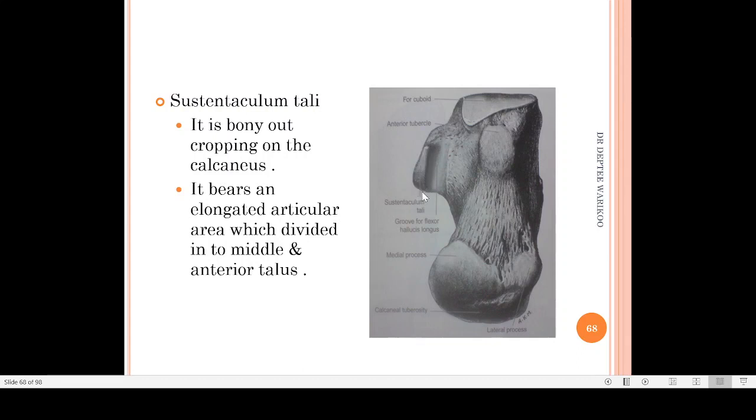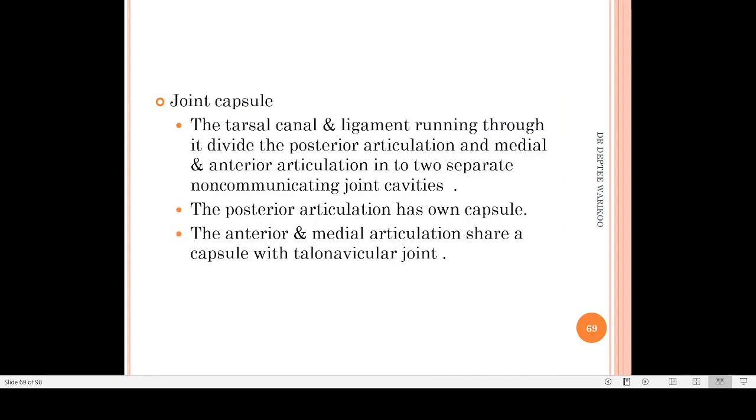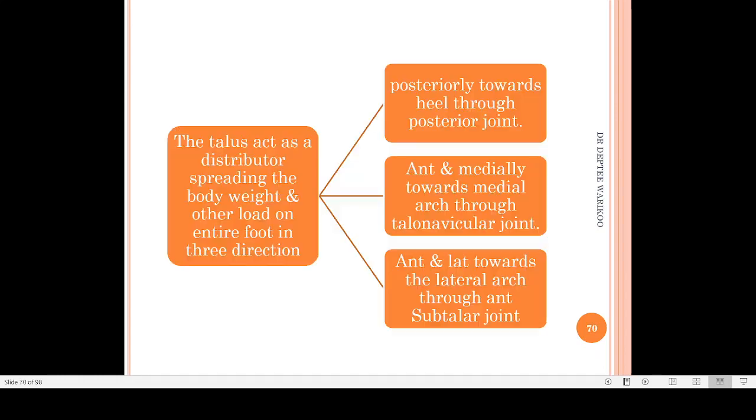It bears an elongated articulating area which divides it into middle and anterior talus. Now the joint capsule, the tarsal canal and the ligament running through it divide the posterior articulations and the medial and anterior articulations into two separate non-communicating joint cavities, anterior and posterior. The posterior articulation has its own capsule. The anterior and middle articulations share a capsule with the talonavicular joint.